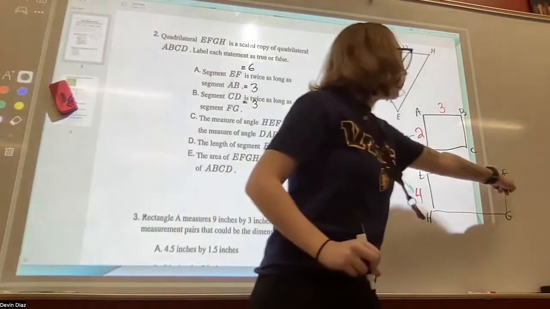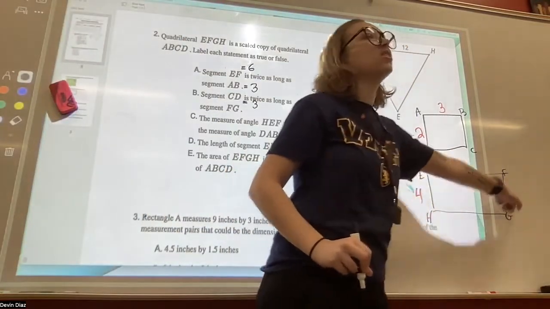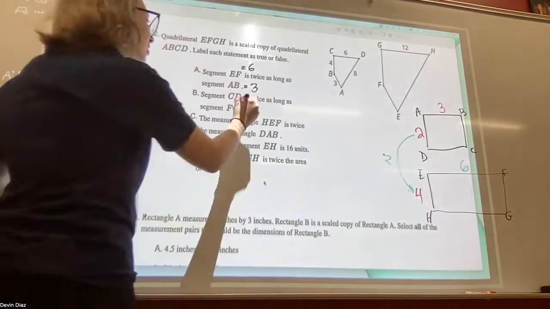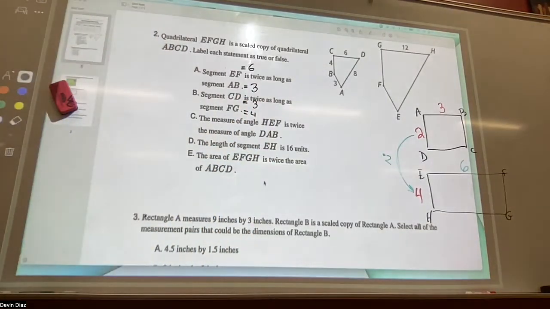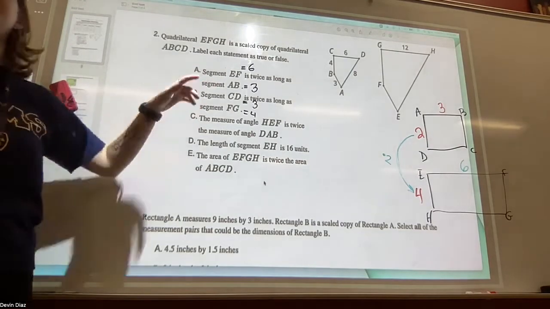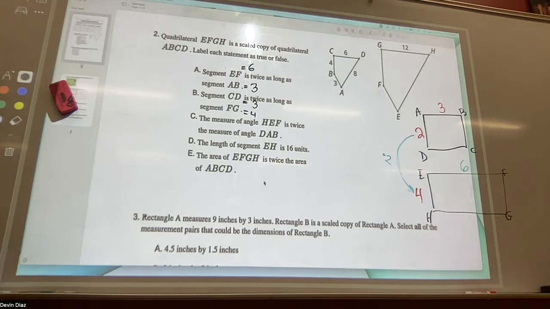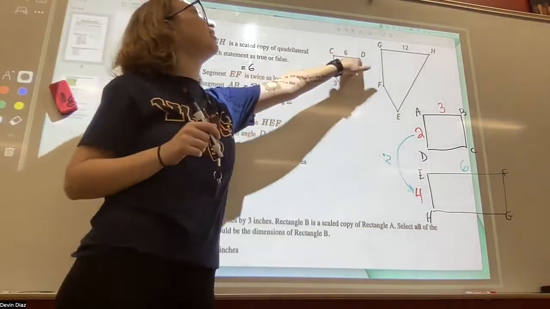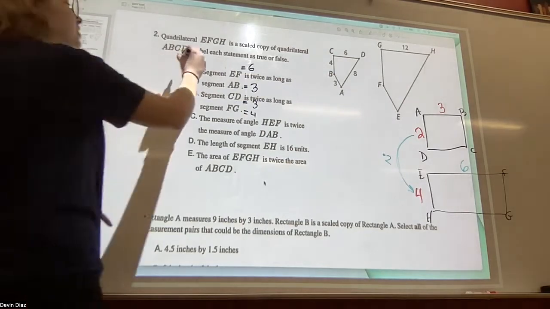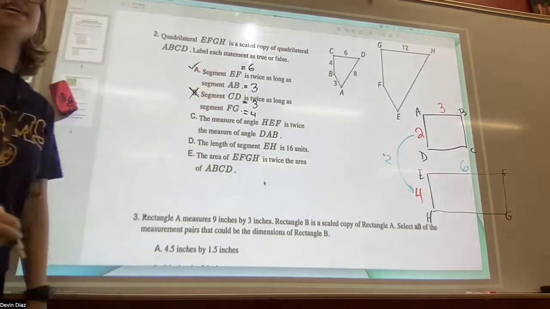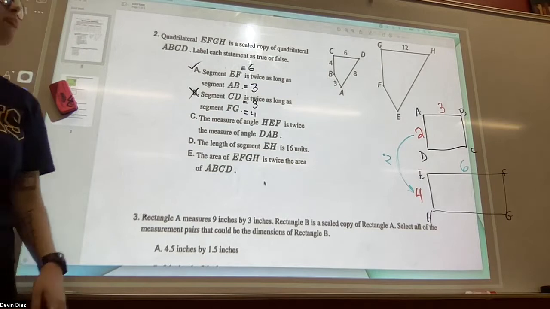FG, again, I didn't write it, but what would this be if it's a rectangle? 4. Is that true? No. Notice all I'm doing is writing, as soon as I see segment CD, I go, what's the length of that, right? If I was looking at here, I would write 6. I just write it there. This fact, true. That fact, false.